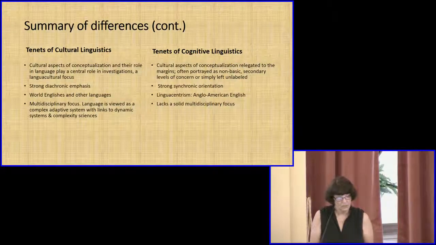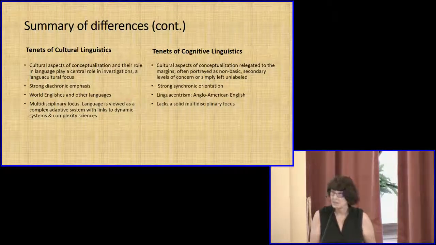For cultural linguistics, we have the cultural aspects of conceptualization and their role in language, which play a central role in investigations. Again, a lingua-cultural focus. In cognitive linguistics, cultural aspects of conceptualization are relegated to the margins, often portrayed as non-basic, secondary levels of concern, or simply left unlabeled. Cultural linguistics, I believe, has an increasingly stronger emphasis on diachronic studies, situating things historically, looking at the diachronic axis of the data, whereas you find in cognitive linguistics in general a strong synchronic orientation.